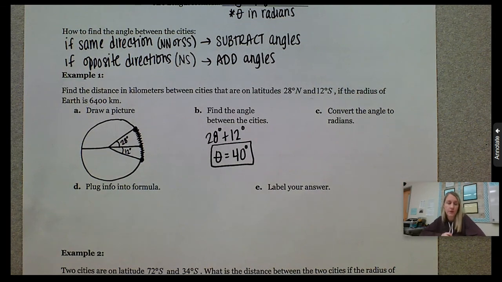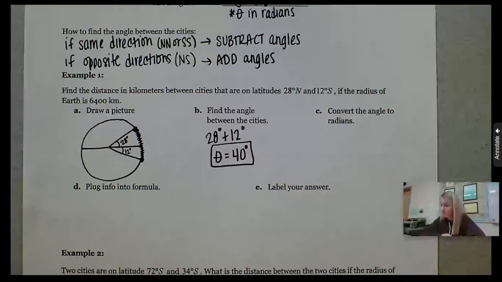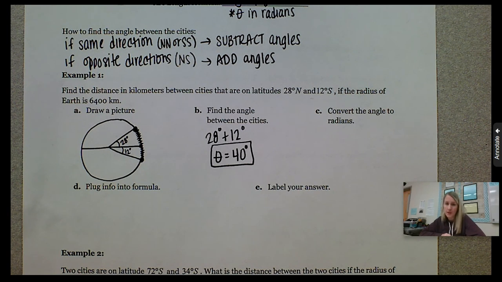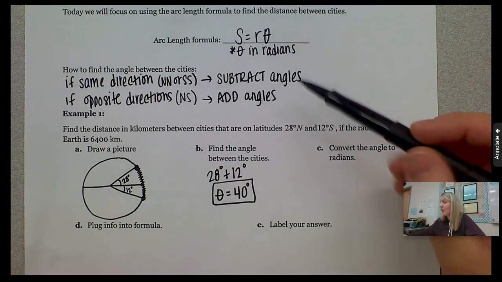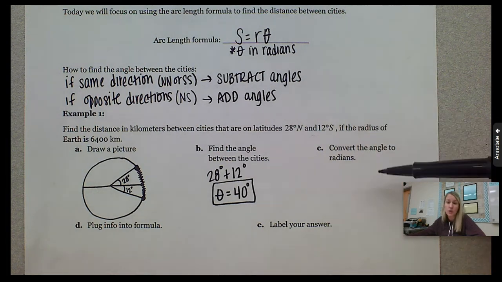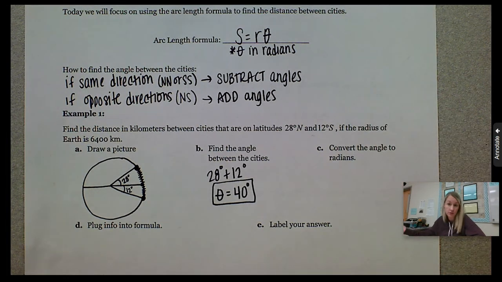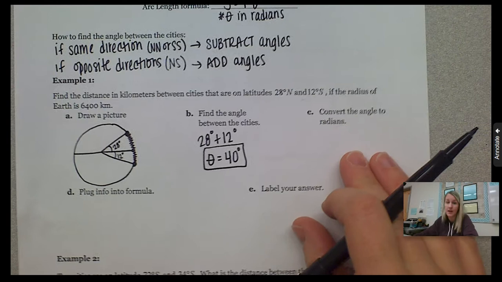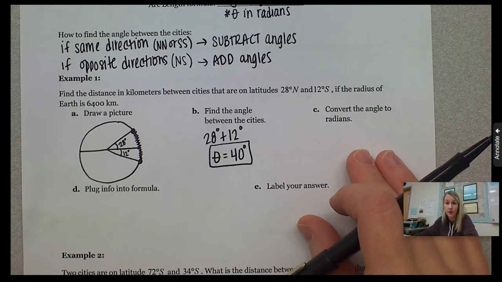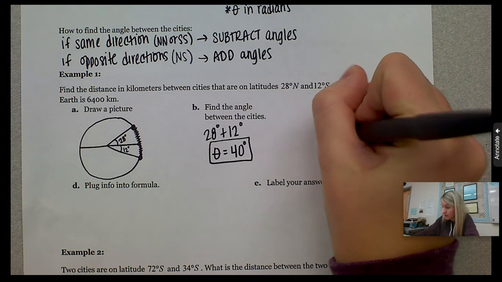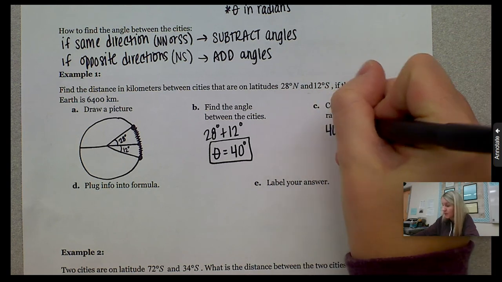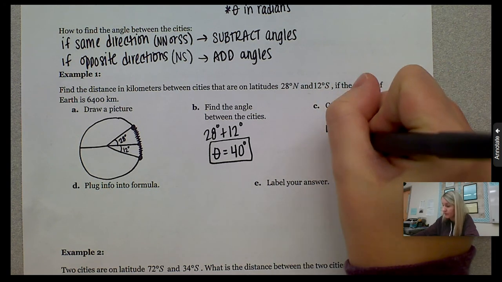I'll do a little pause after each part just so you can write it down. So opposite directions you add. But we know from up here, when we need this formula, our theta has to be in radians. So our next step is to convert the angle to radians. We'll do that every time. Once we find the angle in degrees, we'll convert it. As a reminder, how to convert: we take the angle that we're using, which is 40, and we're going to multiply it by pi over 180.